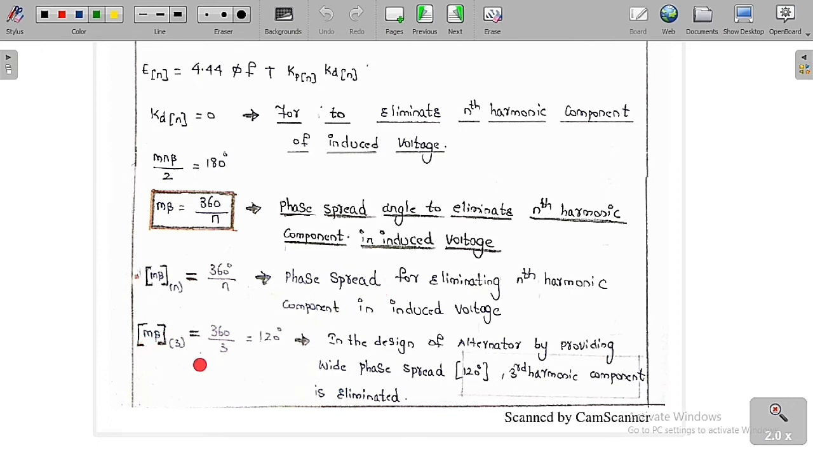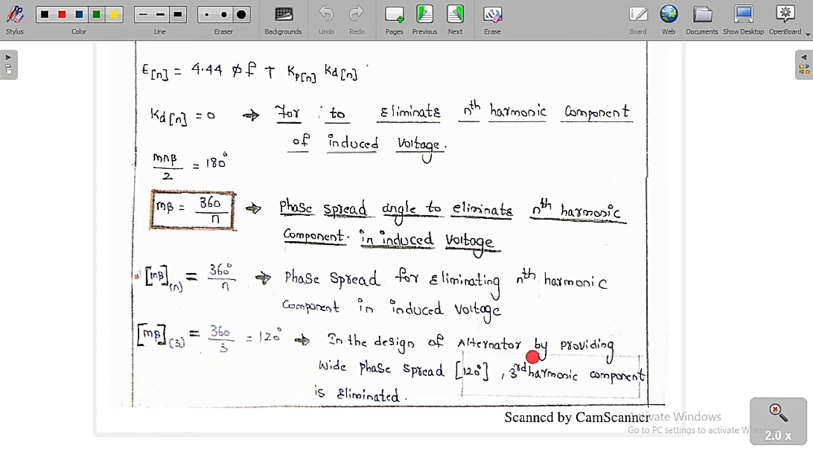So this is the phase spread for eliminating the nth harmonic component in the induced voltage. For example, suppose we want to remove the third harmonic, then 360 by 3 is nothing but 120 degrees. So 120 degrees of phase spread is required to eliminate the third harmonic.